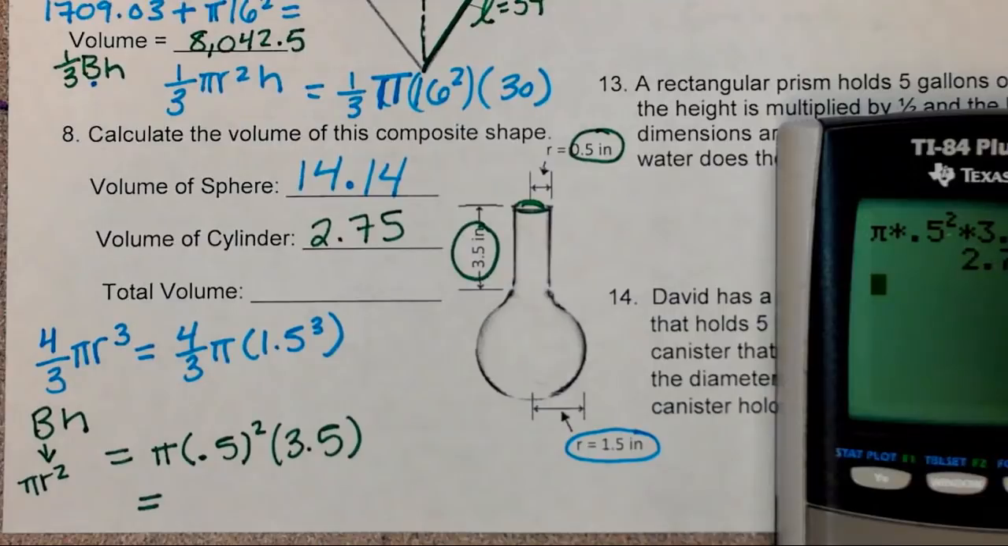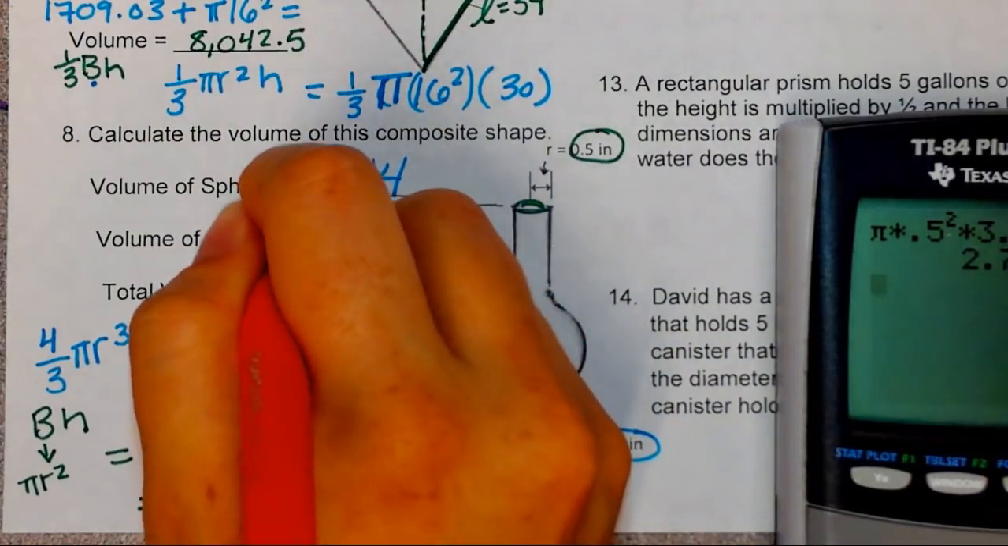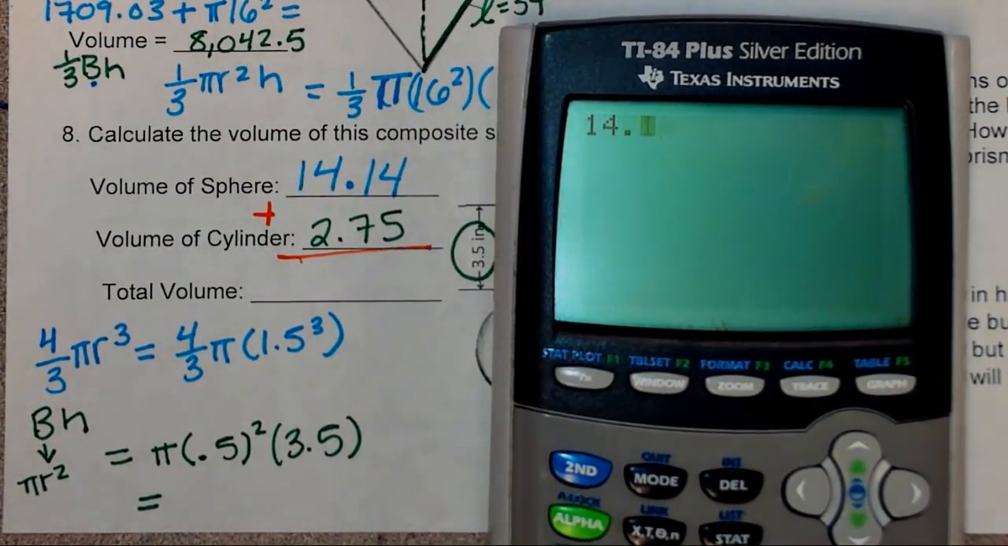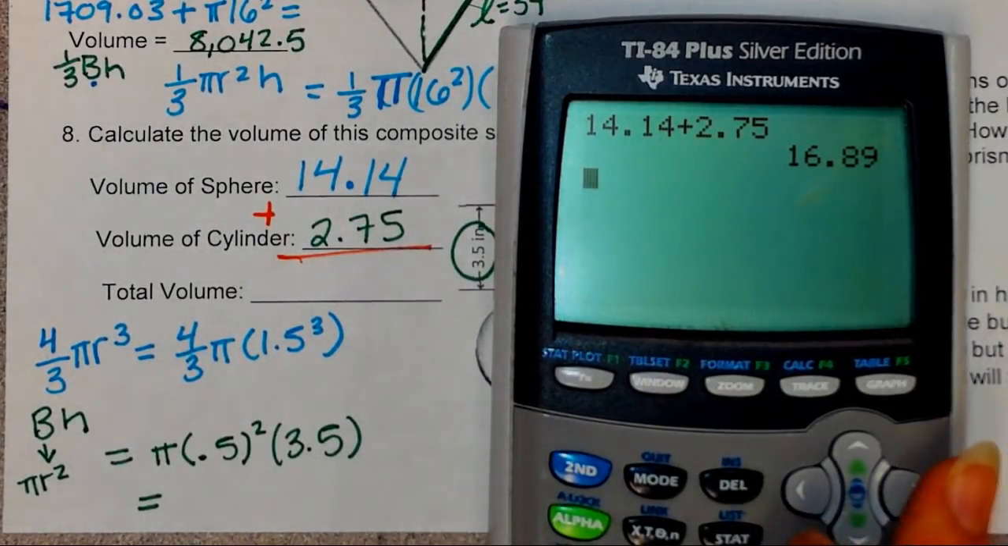Okay. And then to get the total, you just add them. And that gives us 16.89.